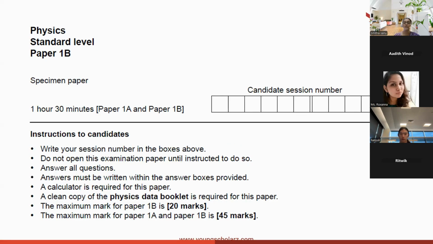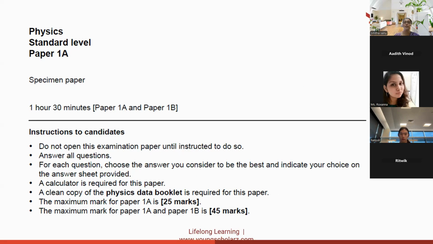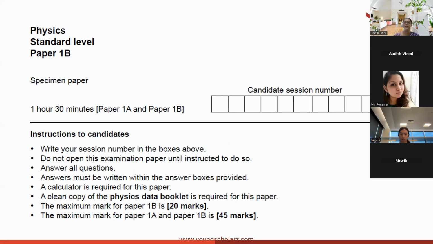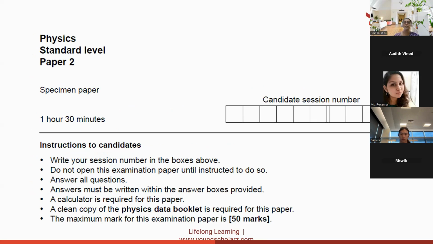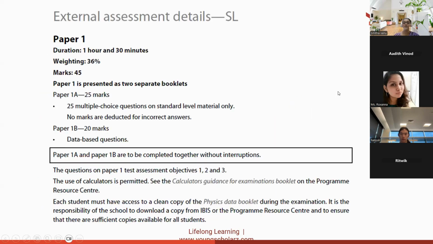As you can see, both the booklets are separate. You're given 2 booklets as paper 1 at the same time, so ensure that when you're writing the exam, you get 1A and 1B together. You can decide what you want to solve first, or do both together. It's up to you. Together, you just get 1.5 hours. Now, paper 2, theory, is for 55 marks. So as you can see here, paper 1 and paper 2.